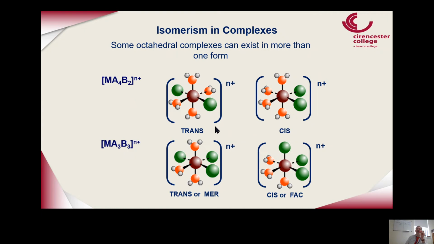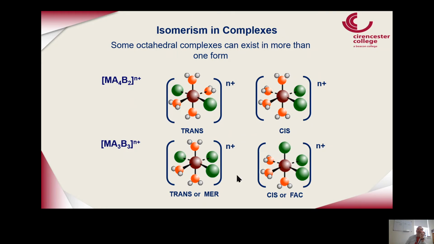Down below we've now switched to having a 3 and 3 combination, and you'll see that they're called trans, where we've got 2 across from each other, but they're all in the same plane. Two across from each other and 1 at 90 degrees. And here we've got cis, which is where they're not in the plane with each other. We've got them at this sort of angle here.